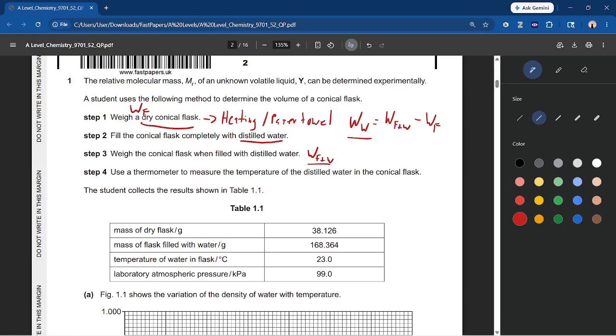The student collects the results shown in table 1.1. So again, very straightforward. There's nothing really too difficult about this. Interesting observation: the scale reads up to 0.001 grams. So useful information to go on. The mass of the dry flask is 38.126 grams. The mass of the flask filled with water is 168.364 grams. Temperature of the water is 23, and the laboratory atmospheric pressure, so remember that this says kilopascals, is 99 kPa, or 99,000 pascals.